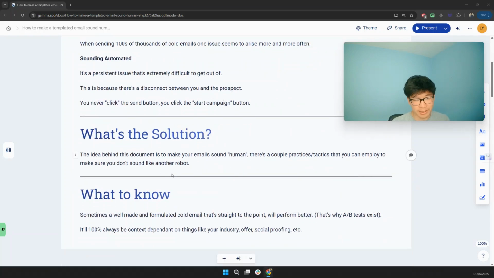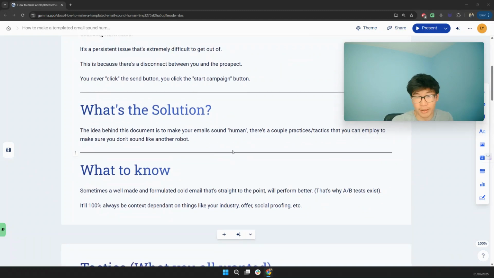And what's the solution? The idea behind this document is to make your emails sound human. There are a couple of tactics that I'm currently implementing at this exact point in time to make sure that this doesn't happen.